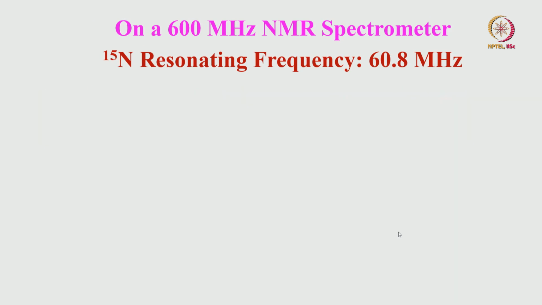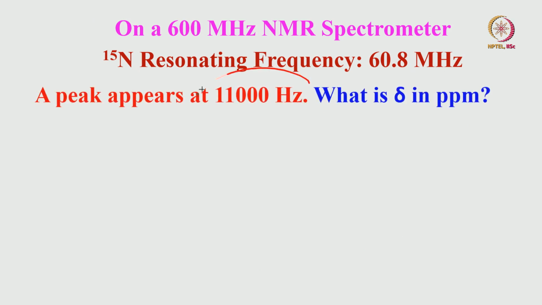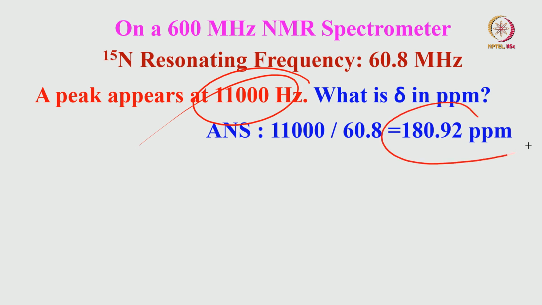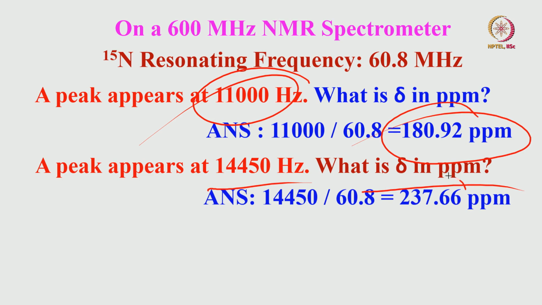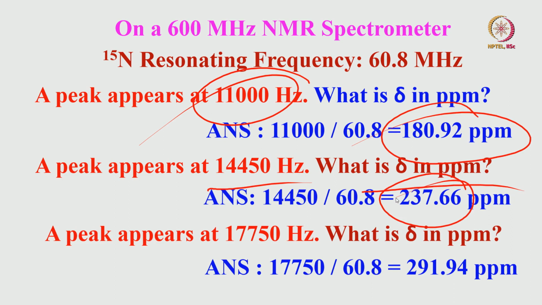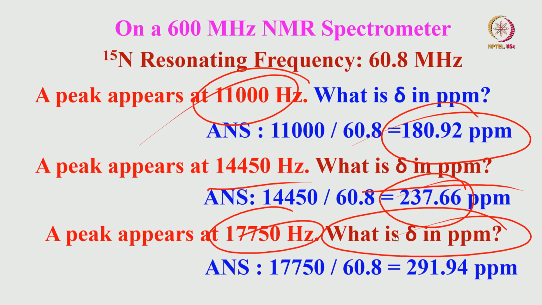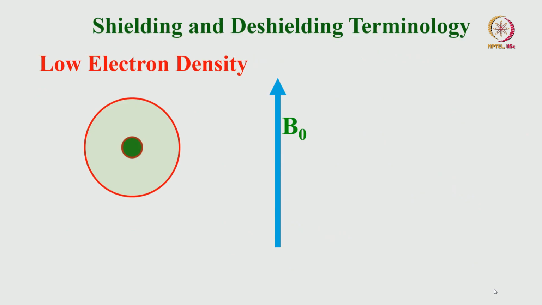Same way I can ask a question, in nitrogen 15 in a 600 megahertz spectrometer, a peak is coming at 11,000 hertz. What is its value in ppm? You have to start dividing, you get 180 ppm. Another peak at 14,450, what is the value in ppm? It turns out to be 237.66 if you divide by 60.8 megahertz. Same like this. Another peak coming at 17,750. If I ask you what is its value in ppm, simply you have to divide by the resonating frequency. This is what the ppm value is for nitrogen 15 in a particular spectrometer.